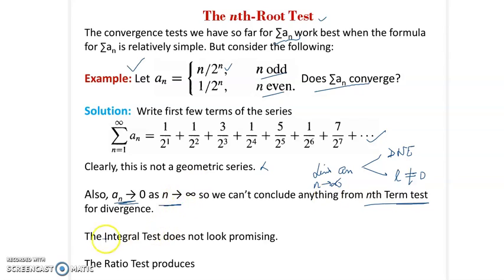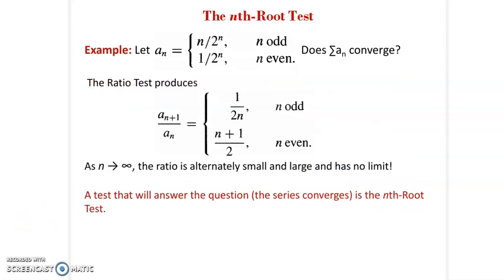The next test is the integral test. Now to apply integral test, we must look for a function such that a of n is nothing but f of n for all n. The function must satisfy some conditions, that it should be decreasing, positive and continuous. So the integral test also doesn't look promising here, because for n odd and n even, you have different values. The function must be taking different values, right? Next is the ratio test, which we just did.